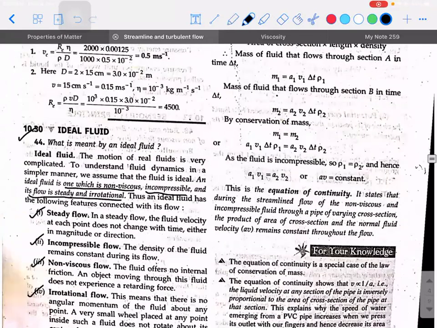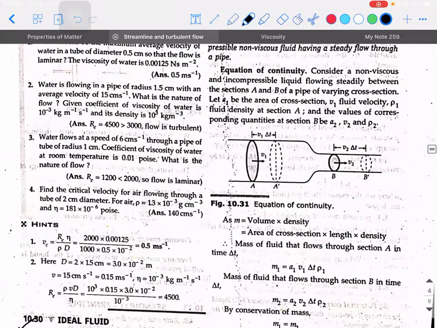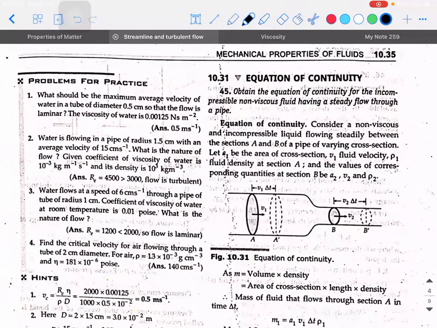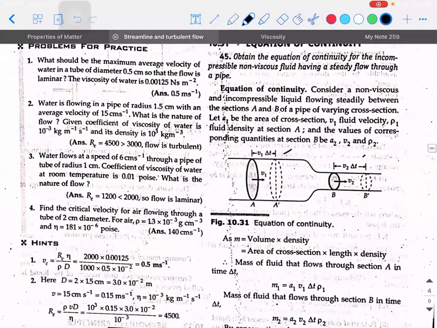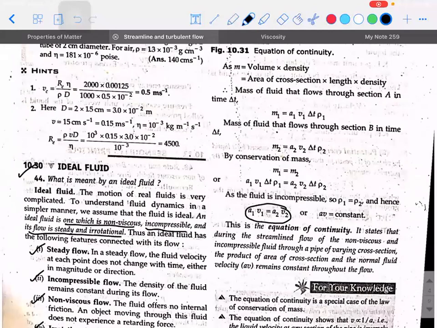If you talk about an ideal fluid which is moving through a varying cross-sectional area, then there is a specific relation that we can draw between the area of cross-section and the velocity of the liquid at that particular point, which is nothing but A1 times V1 is equal to A2 times V2, where A1 and A2 represent the areas of cross-section at different points, and V1 and V2 are the velocities at different points.